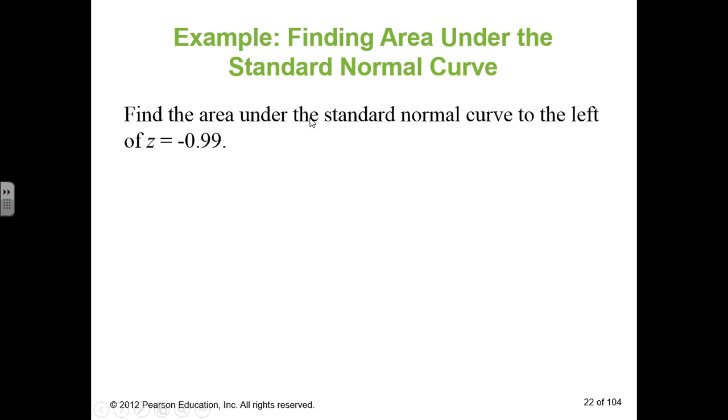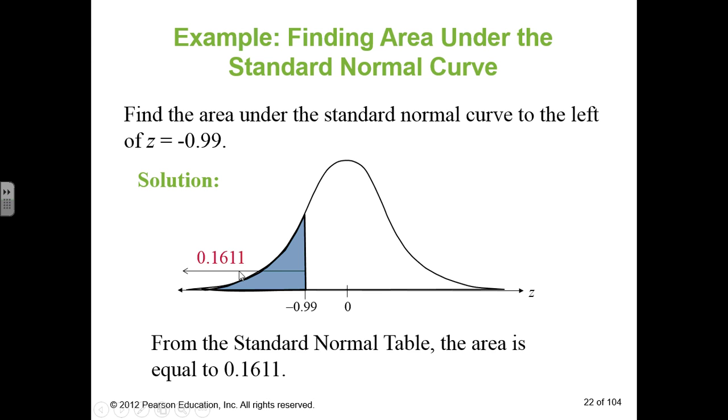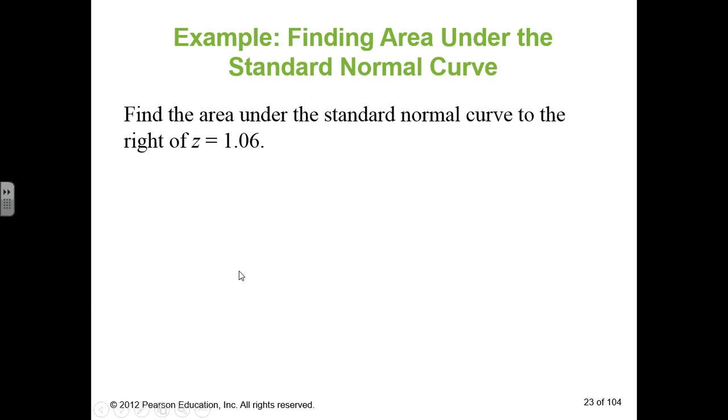Find the area under the normal curve to the left of negative 0.99. So you look on the table and you look up negative 0.9, then you look along the top and find 0.09, and you would get 0.1611.